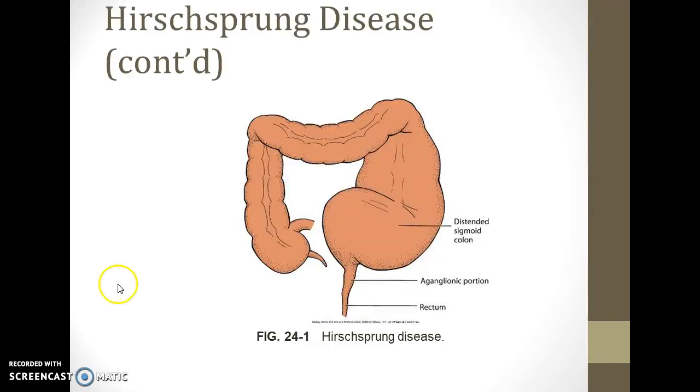So here is a picture of someone who has Hirschsprung's disease. This is the aganglionic portion of the colon, the portion of the colon that is missing the ganglion, where peristalsis does not occur. Because it doesn't occur, it's not pushing the contents out. So it basically causes an obstruction here, causing accumulation of waste products above that aganglionic area.